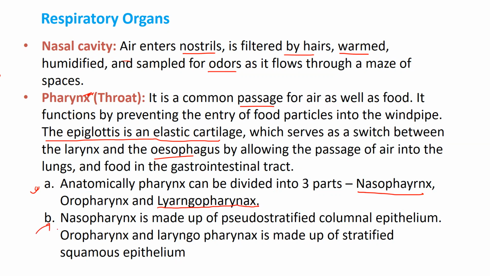Mind it, the nasopharynx is made up of pseudo-stratified columnar epithelium. But the oropharynx is made up of stratified squamous epithelium. Mind the difference in terms of the tissue. The first is made up of pseudo-stratified columnar epithelium, but the latter is made up of squamous epithelium. Please take a note of it.